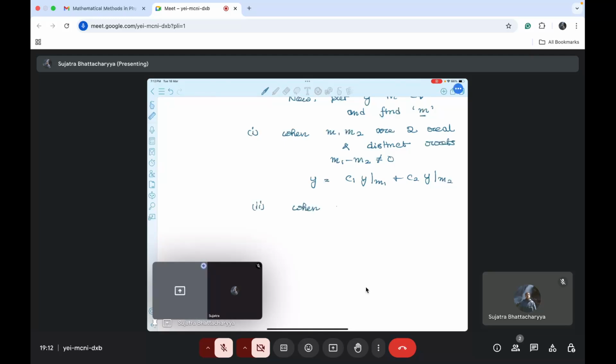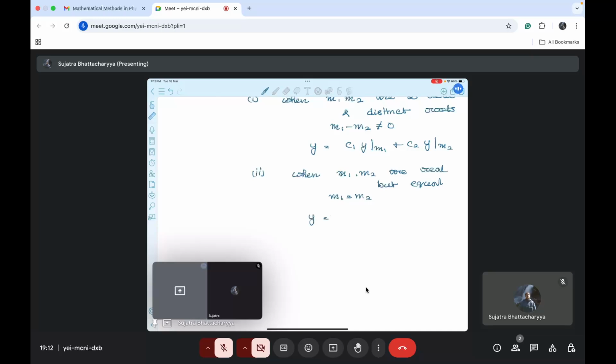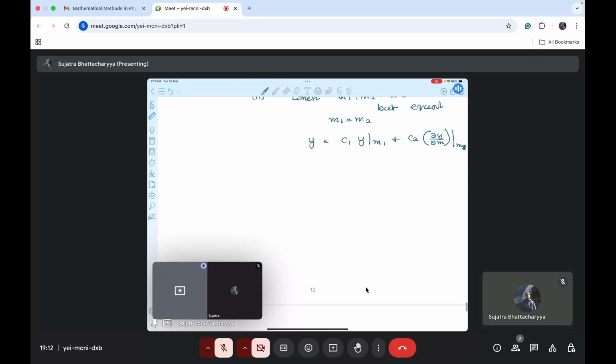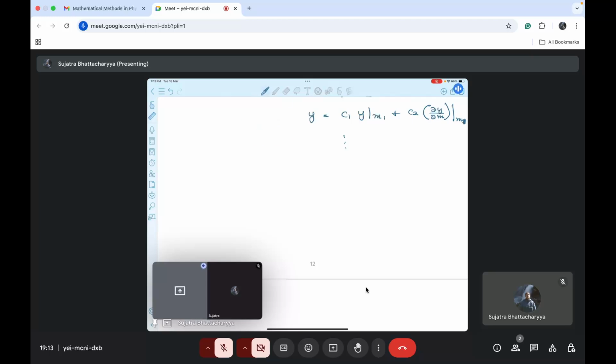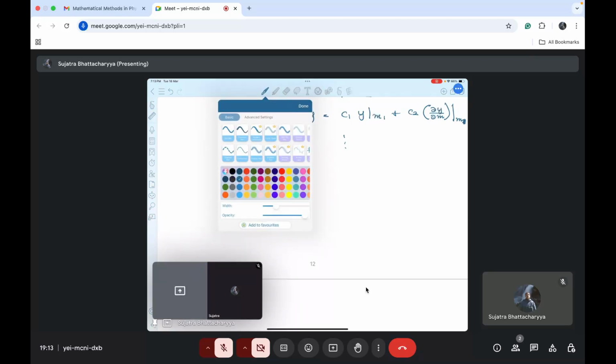So when m1, m2 are real but equal, you will mostly get this kind of a thing. So m1 is equal to m2. All other conditions are not required to be discussed right now. So c1 y of m1 plus c2, we have to do delta y by delta m. Similar things which we have done earlier also for ODE solving. Same thing. So okay, this will be in one because the roots are same. Okay, there are other steps also. I am skipping those. Okay, let's directly jump into the question and see how it can be done.